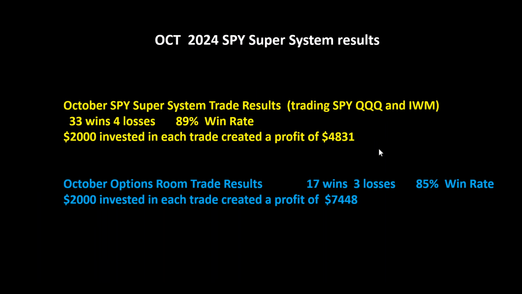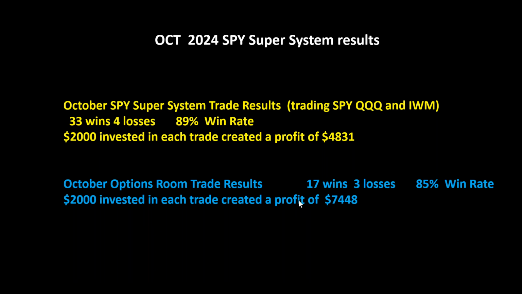All right, so let's look at the October SPY super system results, both those SPY super system methodology using the indexes and the trading room. So this was the October SPY super system trades for the SPY, Q, and IWM. 33 and 4, 89% win rate, $48.31 profit. This was the room. 17 wins, 3 losses, only 20 trades. You see the difference here? 85% win rate, $2,000 in each trade, created $74.48. So this is not included in this.